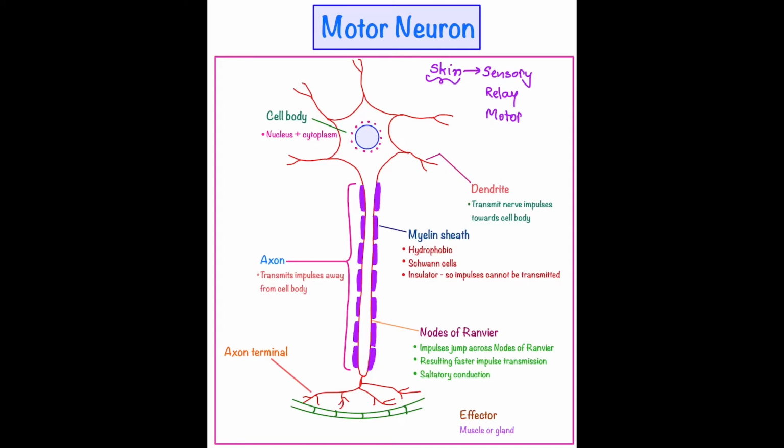Sensory neuron transmits that nerve impulse or electric impulse to the relay neuron, which is present in the CNS or the spinal cord. And finally, from the CNS and spinal cord, they will transmit the nerve impulses to the motor neuron. And this motor neuron is going to transmit that impulse to the effector.